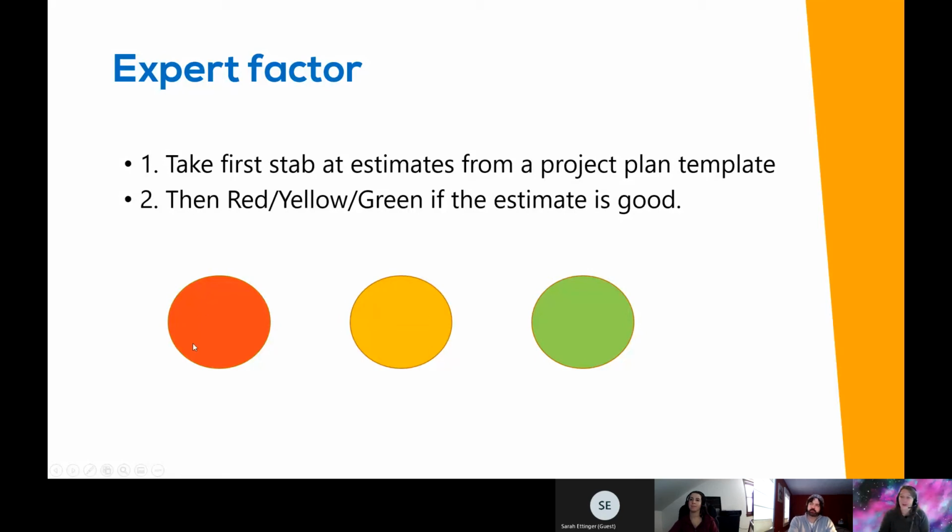Because you can say red, and red could mean it's going to be way more time, way more effort, way more budget than that. Or red could mean it's going to be way under. It could just mean you're accurate. So when you're doing color coding, make sure you clearly articulate a really quick legend of what red, yellow, and green means. In project management, we use red, yellow, and green mostly for status, like a stoplight, but this can still be used as an expert factor for estimates.